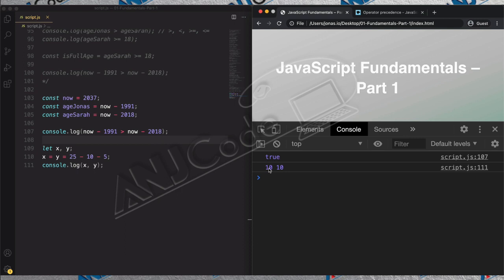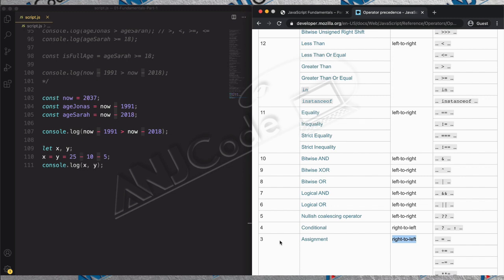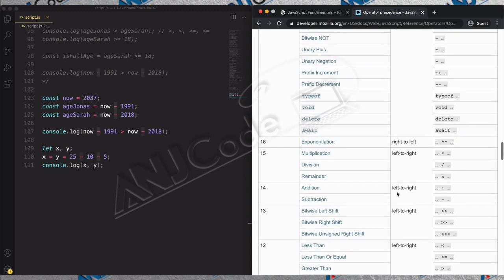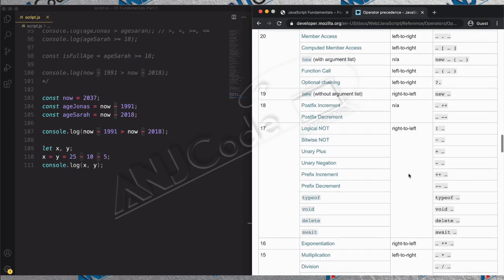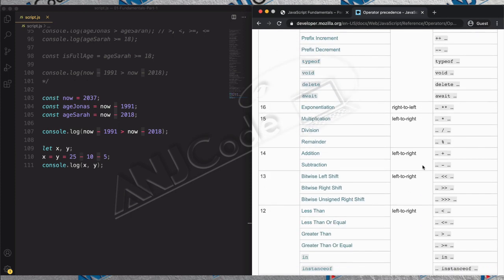So when JavaScript first finds this line of code to execute, it will look at all the operators that are present, and it will see the minus operators, and so it will start with these because they have a higher precedence. Right? So assignment has only 3, but the subtraction has a 14. And so, of course, it's going to be executed first and left to right.